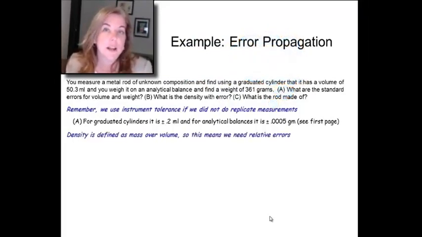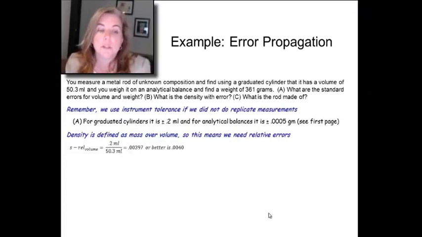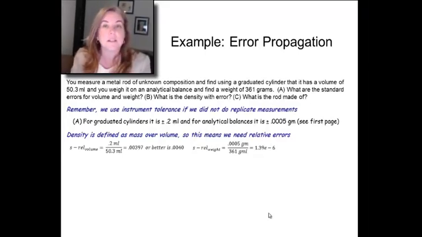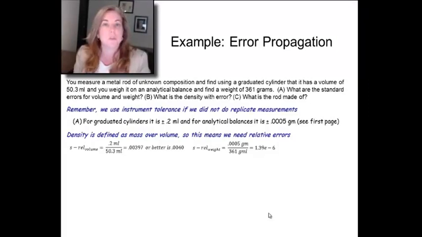Now, density is defined as mass over volume, so this is going to be a multiplication and division type of operation. So we are going to square the errors, add them together, and take the square root, but we have to be working with relative errors. So we need to convert our absolute errors that we get from tolerance to relative errors. So let's do that now. For the volume, it's going to be 0.004, and for the weight, it's going to be 1.39 times 10 to the minus 6. Not surprisingly, the analytical balance's error is much, much, much smaller than the graduated cylinder's.